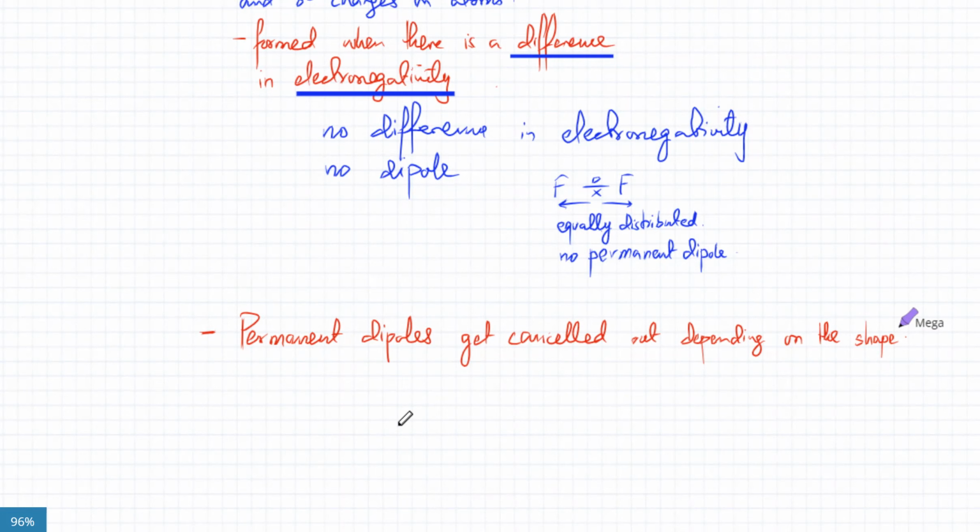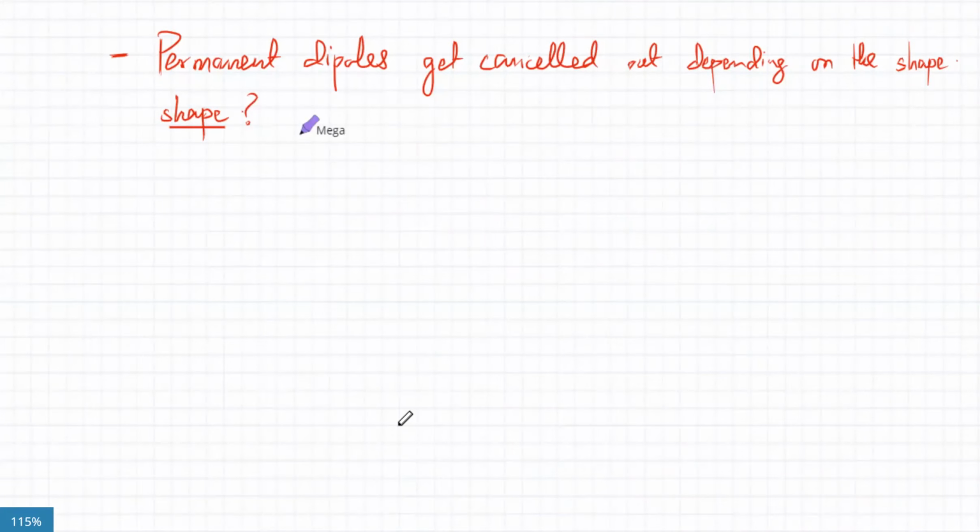Coming back to this, they get cancelled out depending on the shape of a molecule. So we need to learn how to figure out the shape and how they are dependent on the shape of the molecule. How do you figure out what the shape of the molecule is? The shapes of molecules can be figured out by simply looking at how many bonds and how many lone pairs they have.